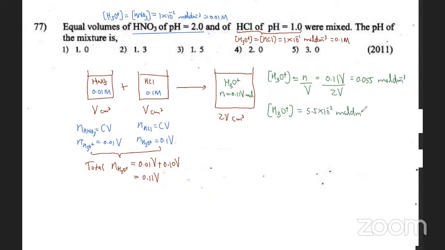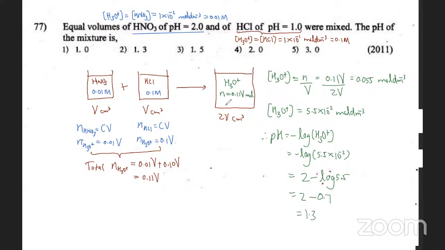If you want to find the pH of anything, you need this. So pH is equal to minus log of the H3O plus concentration, which is minus log of 5.5 into 10 to the power minus 2. When you find the pH of this, it is 2 minus log of 5.5. I think 2 minus log of 5.5 should be roughly equal to 1.3, since log of 5.5 is roughly 0.7.